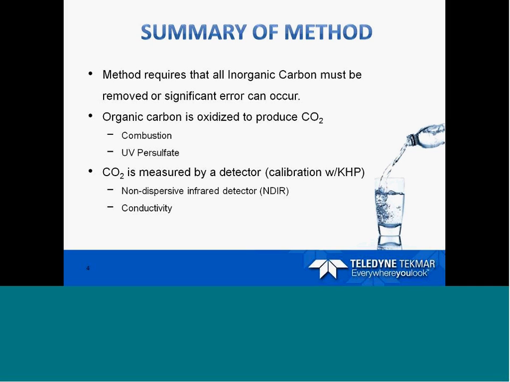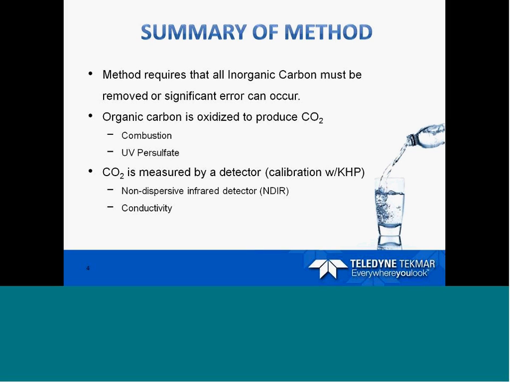Once that carbon dioxide is produced, it's measured by a detector. And the detector is usually calibrated with potassium hydrogen phthalate, KHP. And we're going to also talk a little bit more about that. So there's two primary ways that you can measure the CO2. One, using a non-dispersive infrared detector, or NDIR, and the other, conductivity. So we're going to be talking about the NDIR.